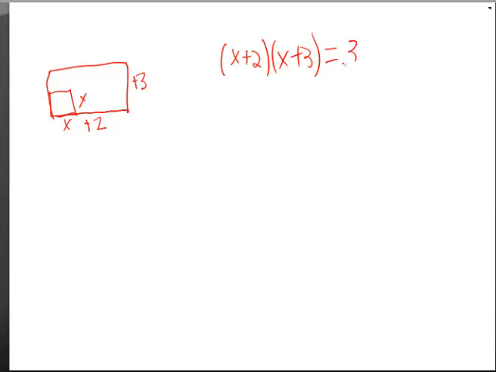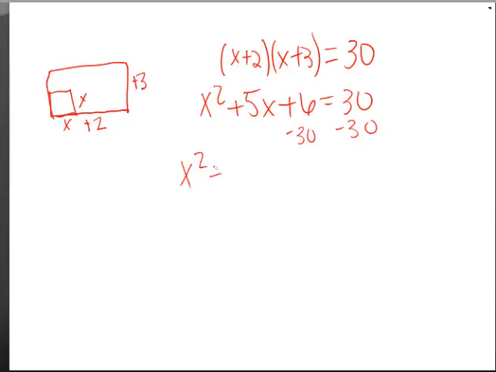So he had a square window with side length of x, and he's creating a bigger window by adding 2 to this side and adding 3 to this side. So what that means is x plus 2, x plus 3 has to equal my area, which is 30. Okay? To find this answer, you have to actually FOIL it out. So I get x squared plus 5x plus 6 equals 30. Now I can do that because I know that I'm going to add 2 plus 3 is 5, 2 times 3 is 6. Then you always want this to equal 0 in order to solve it. So x squared plus 5x minus 24 is equal to 0.